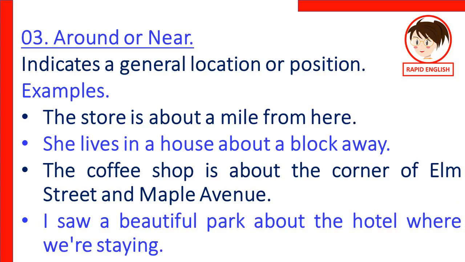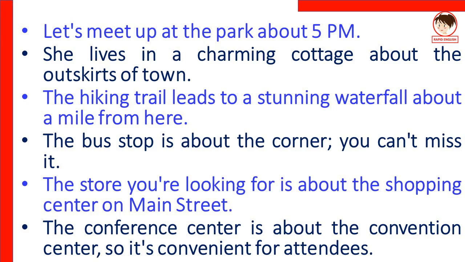Around or near. Indicates a general location or position. Examples. The store is about a mile from here. She lives in a house about a block away. The coffee shop is about the corner of Elm Street and Maple Avenue. I saw a beautiful park about the hotel where we're staying. Let's meet up at the park about 5 p.m.